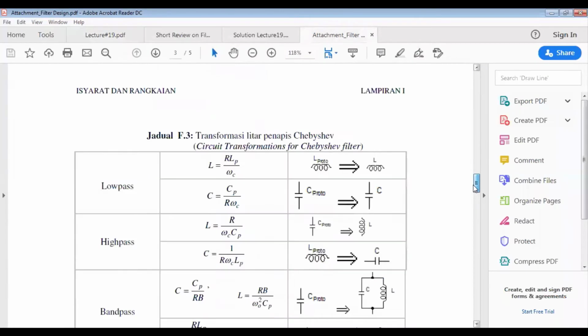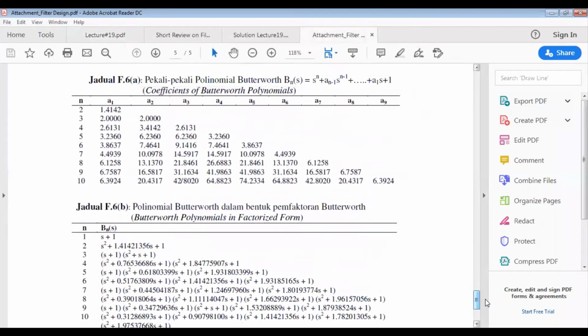The last page of this attachment. So this is the Butterworth polynomial. Basically, table F6A and table F6B are the same. Just this is in terms of the equations, polynomial, and this is in terms of the factorized form, but both are the same. We can see that n is the order of the Butterworth polynomial, and these are the coefficients of the Butterworth polynomial.